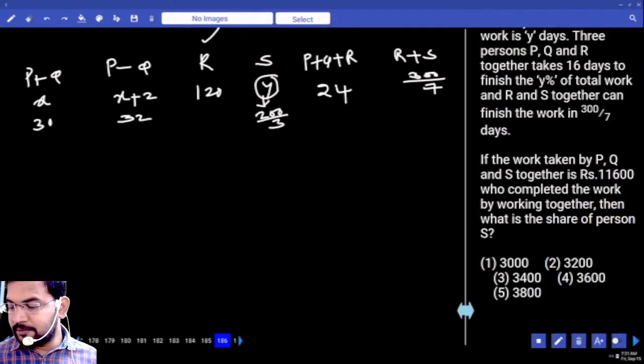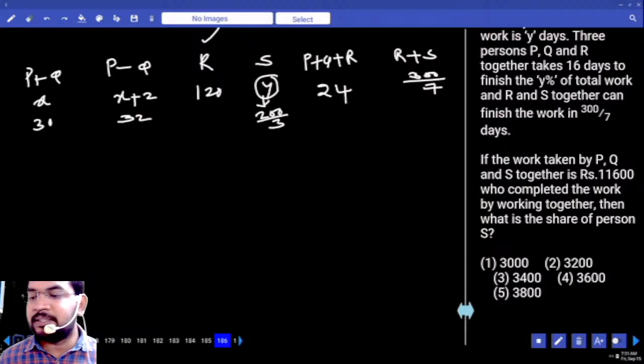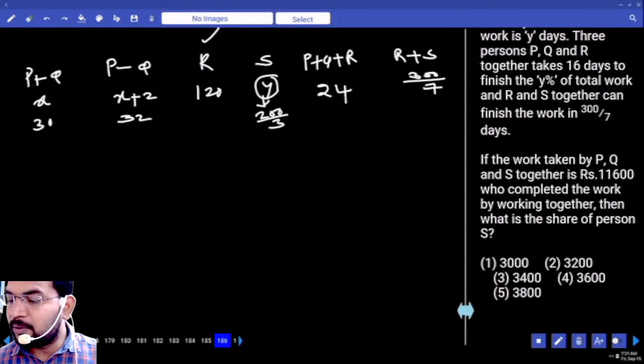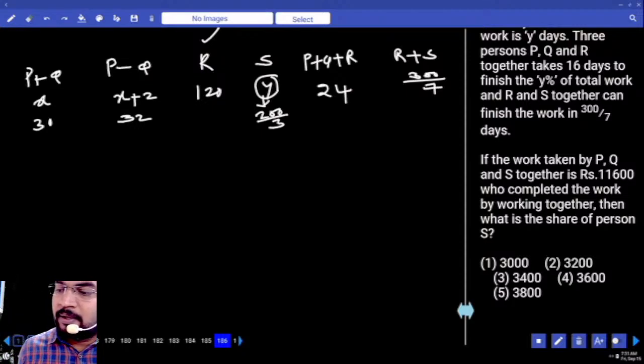See the first question nana. If the work taken by PQS together is 11,600, who completed the work together? Then what is the share of S? PQS nana. PQS.